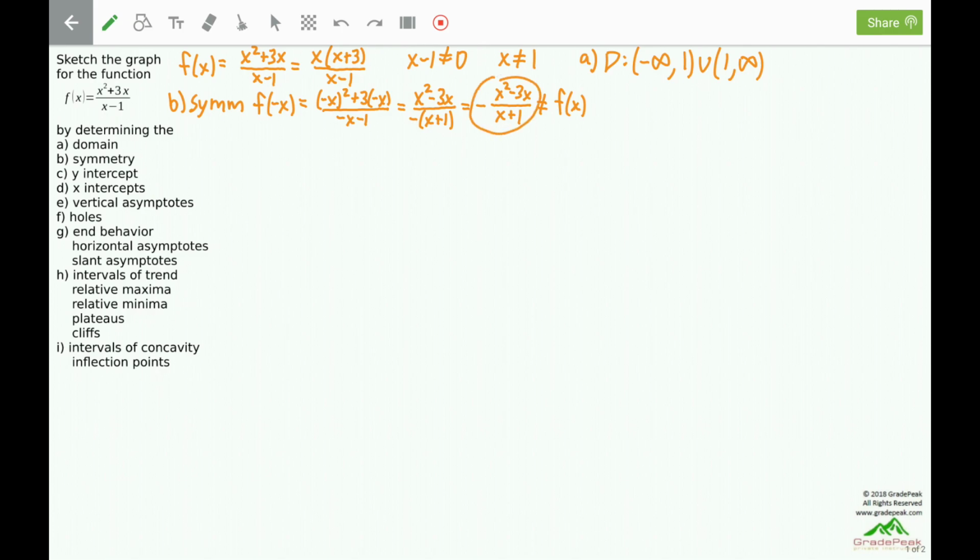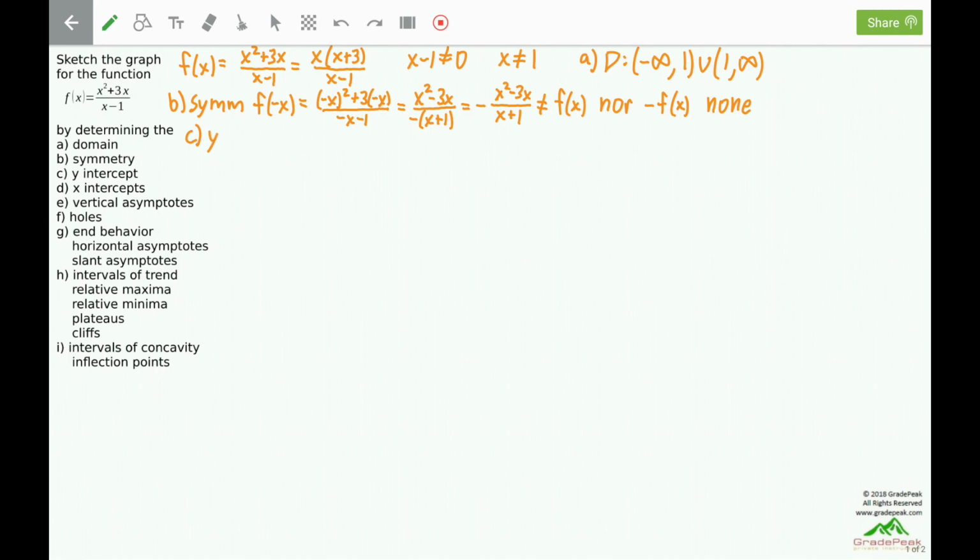Comparing the result to the original with the negative factored out, in the numerator, the first term has the same sign, whereas the second term has the opposite sign. And so f of negative x also does not equal negative f of x. And it will not have origin or odd symmetry either, so for symmetry it has none.